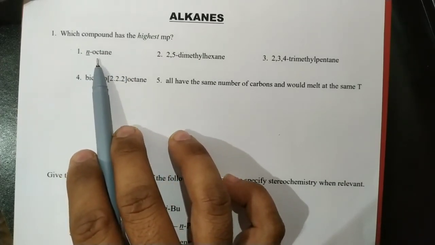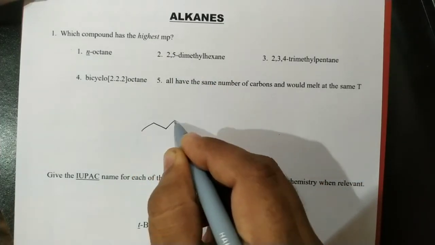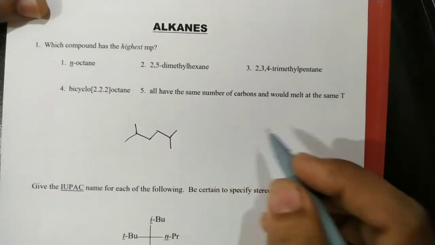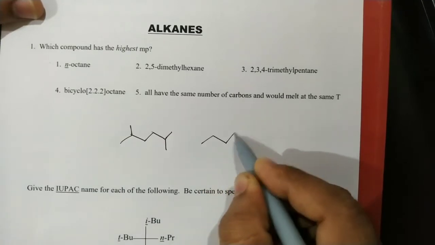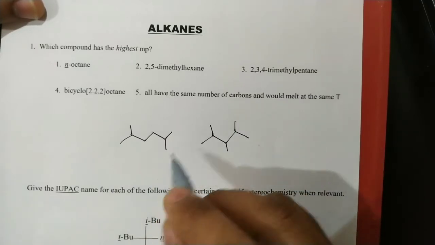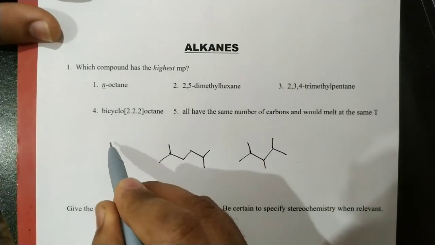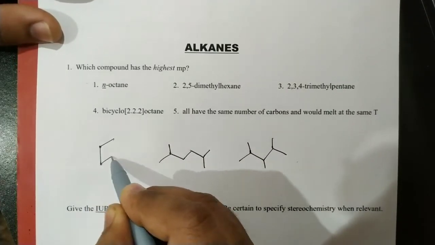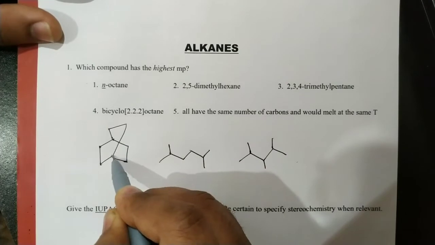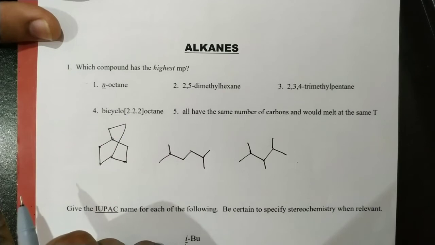The first one is n-octane and the second one is 2,5-dimethyl hexane. Next, 2,3,4-trimethyl pentane, and the fourth compound is bicyclo[2.2.2]octane. Bicyclo[2.2.2]octane means this one. So which compound has the highest melting point?